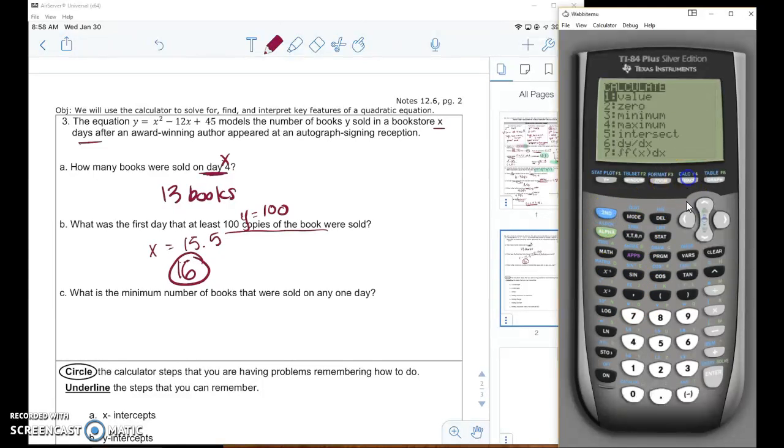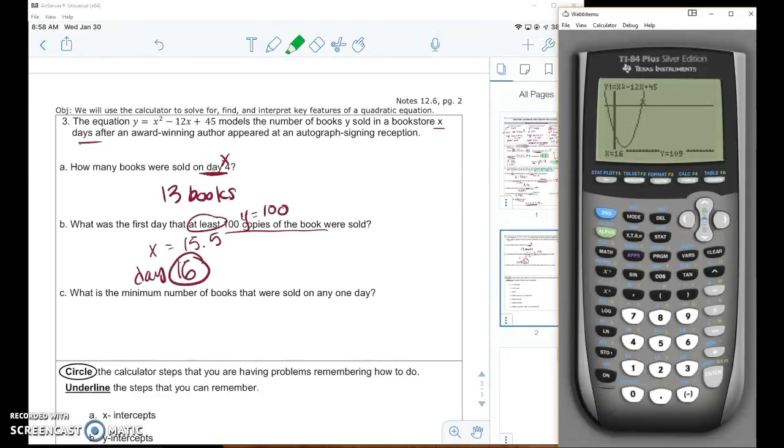However, if I do second trace value and I do day 16, there were 109 copies sold. So it would be on day 16 that there were at least 100 copies sold.